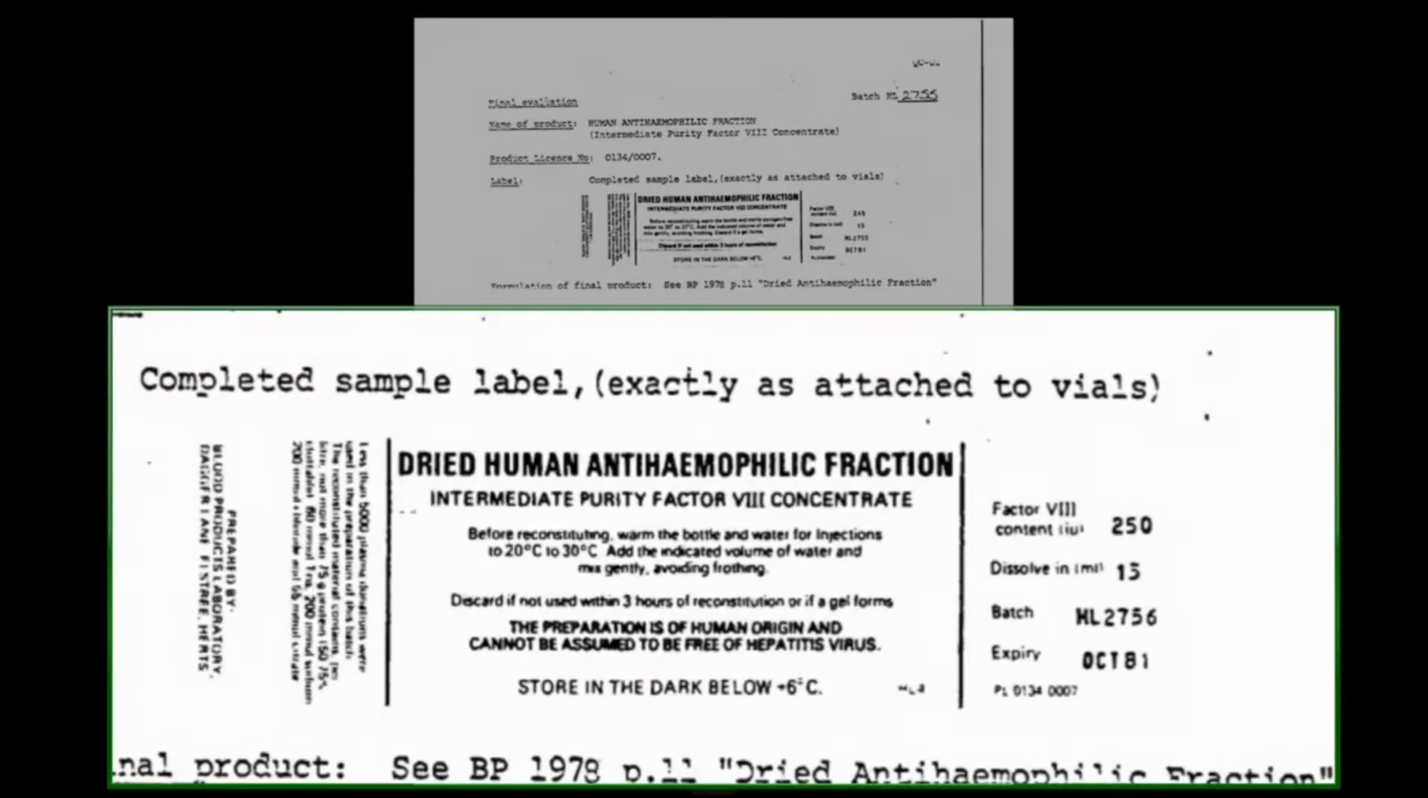And if we could turn it back around, Sully, to its original orientation and expand the central part of the label. This label contains the warning, the preparation is of human origin and cannot be assumed to be free of hepatitis virus. That is a warning that was not on the previous label from 1976. Thank you, Sully.